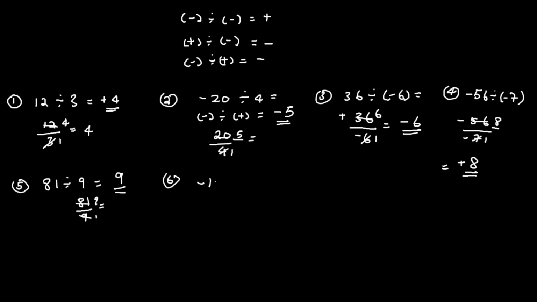Try this other one. Negative 144 divided by 12. So we have different signs, right? So we will have a negative answer. Let's divide negative 144 divided by 12. Final answer will be negative. That'll be 1, and 12 goes into 144 12 times. So negative 12.